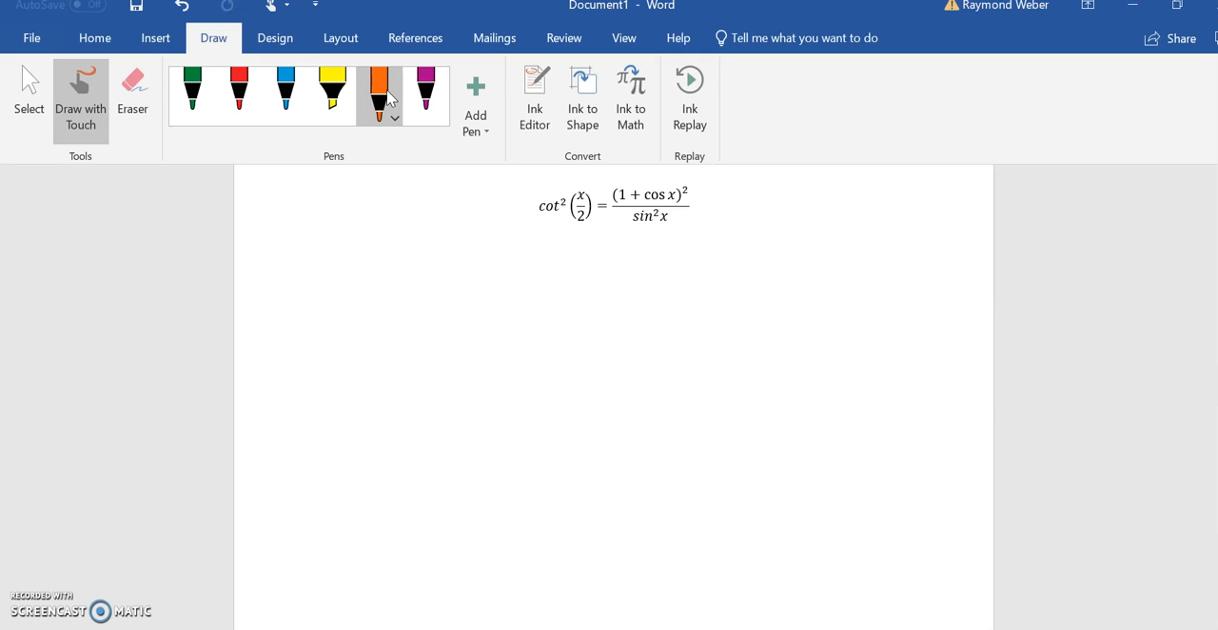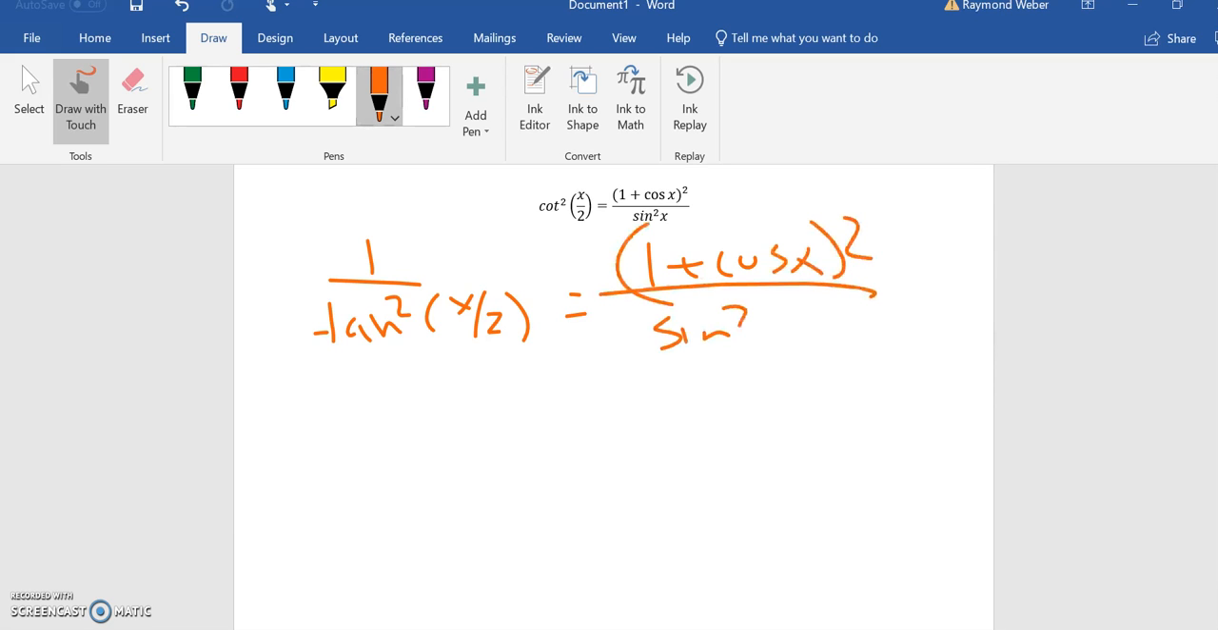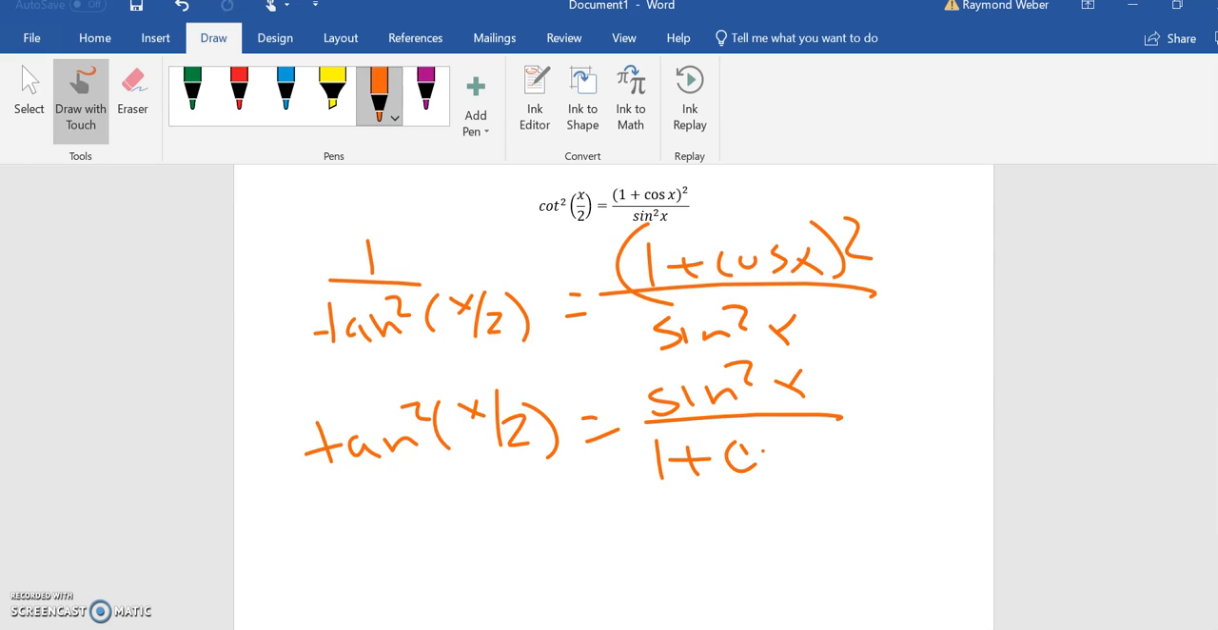And I know that this is a half angle, but I know that my half angles are just sine, cosine, and tangent. So I'm going to rewrite this as 1 over tangent squared x over 2 equals 1 plus cosine x squared over sine squared x, which means that I can flip both of these. This is tangent squared x over 2 equals sine squared x over 1 plus cosine squared.